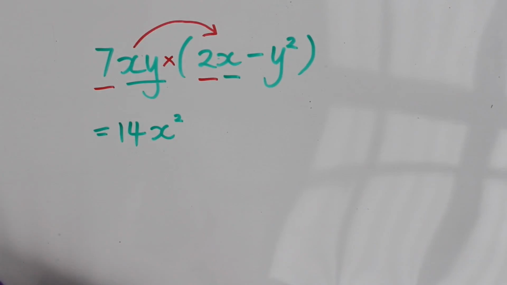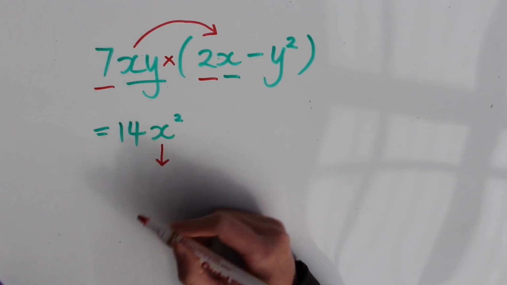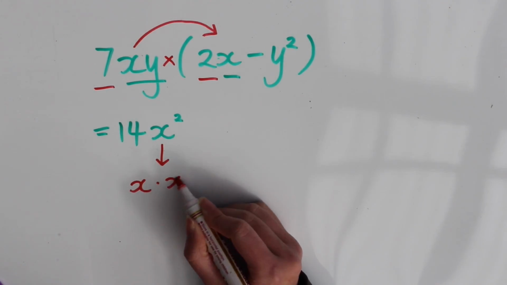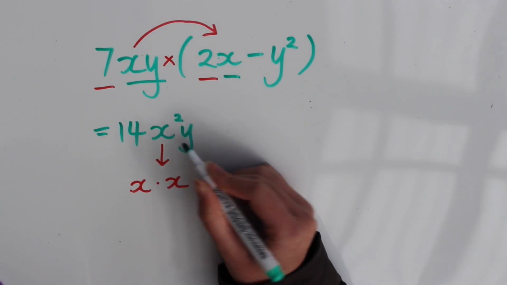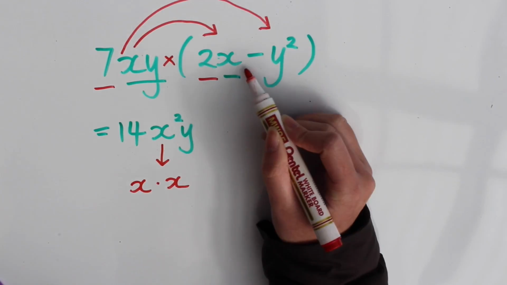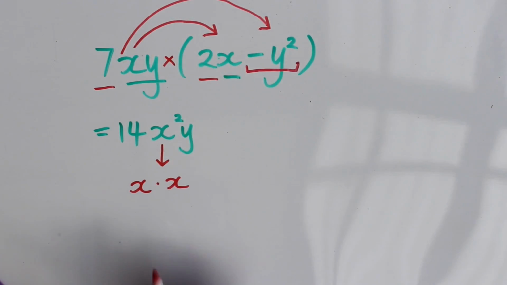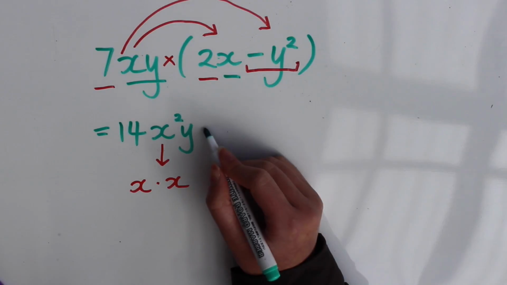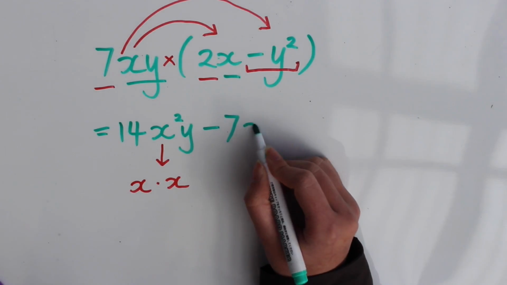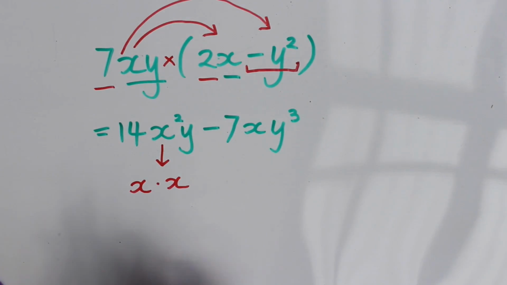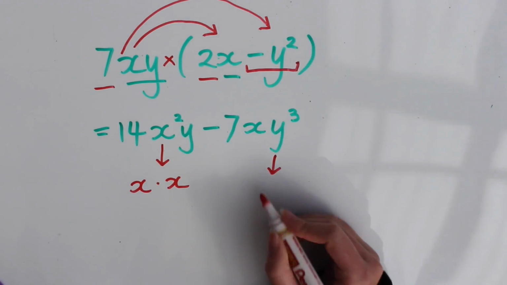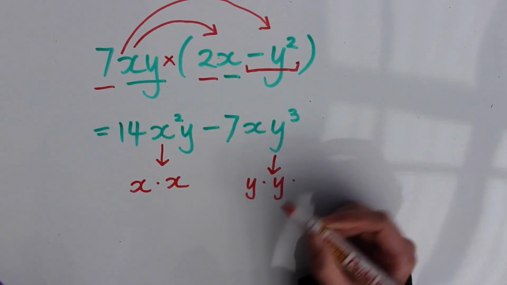x squared means x is multiplied by x. One x from 7xy and the other from 2x. 7xy is then multiplied by negative y squared. Remember, it's negative y squared, not y squared. Gives us negative 7xy cubed. y cubed means y is multiplied by y and then again multiplied by y.